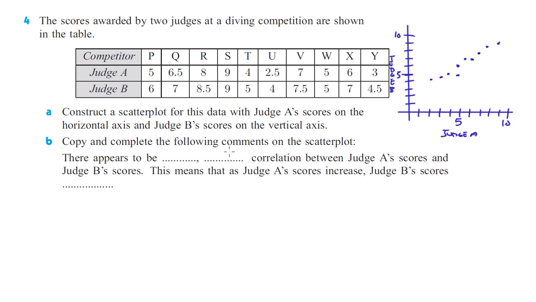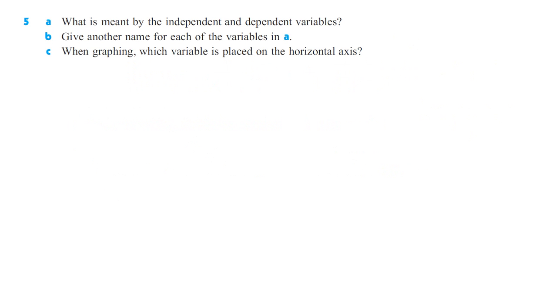So we got that. Copy and complete the following comments on the scatter plot. This appears to be a positive and strong correlation between Judge A scores and Judge B scores. This means that as Judge A scores increase, Judge B scores also will increase. All right? Okay. Moving on.